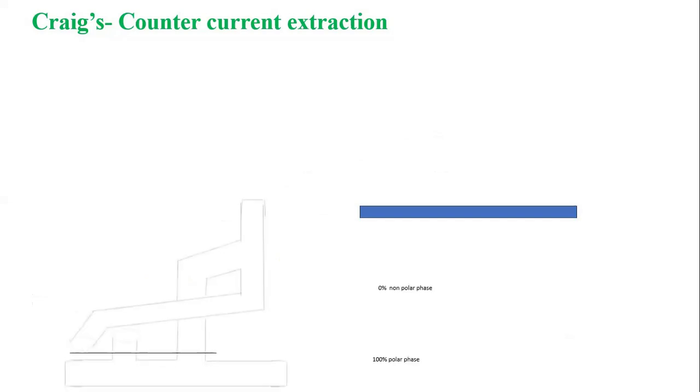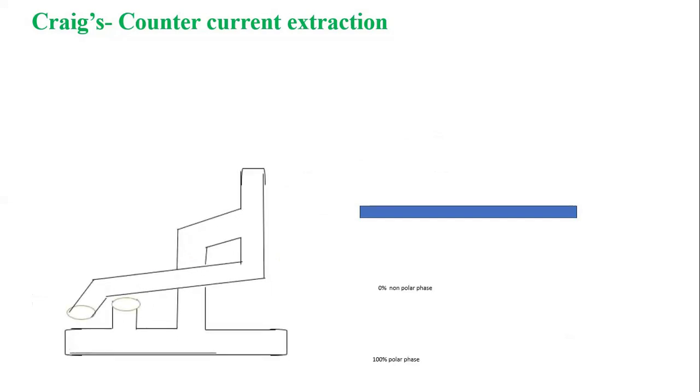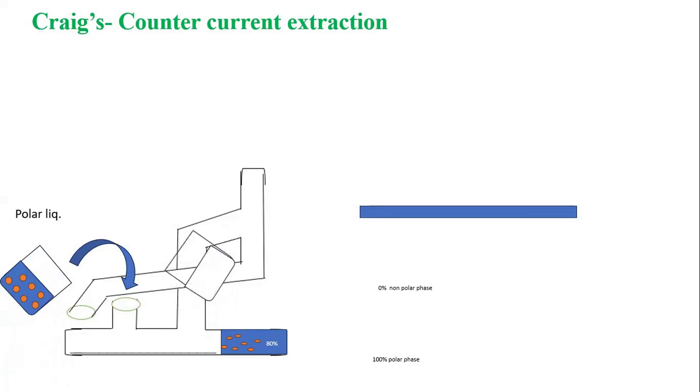Now just see what happens in this counter current extraction. We are going to fill the polar liquid phase through this inlet. I already told you the volume is 80%, so that much volume you are going to add to this tube. Then you are going to add the non-polar phase, the non-polar liquid, to this Craig tube, up to the volume that you observe here.